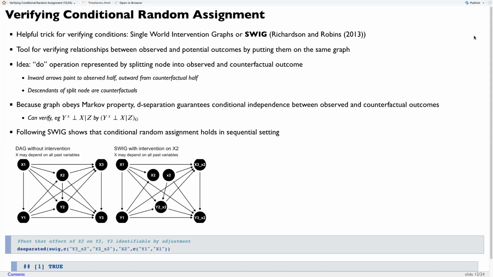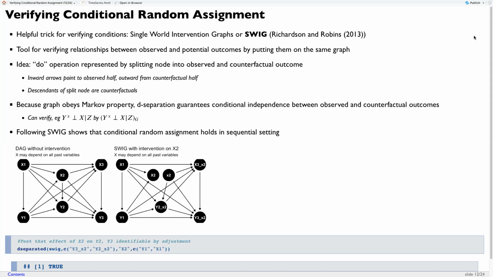Because this graph will obey the causal Markov property, we can measure dependency between observed and counterfactual outcomes, which is what we need for adjustment formulas, by applying d-separation. So if we want to verify that y superscript x, the potential outcome of y given x, is independent of observed x given z, that's true if y^x is d-separated from x given z in the SWIG G. Because these lie on the same graph, we can just check that.